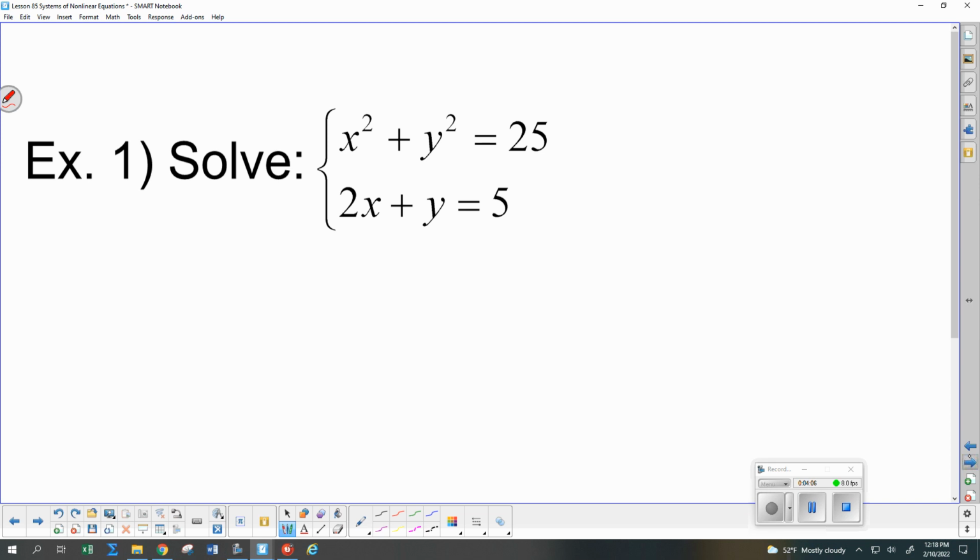So what other methods do you know for solving systems of equations besides graphing? What, Abby? Substitution or elimination. So you think, might we be able to give either one of those a try here? Leah, which one are you thinking we might try on this? And what would you do for your substitution?